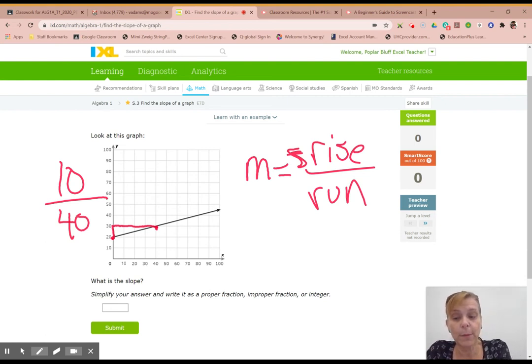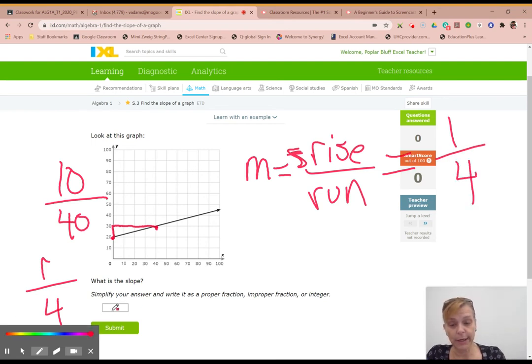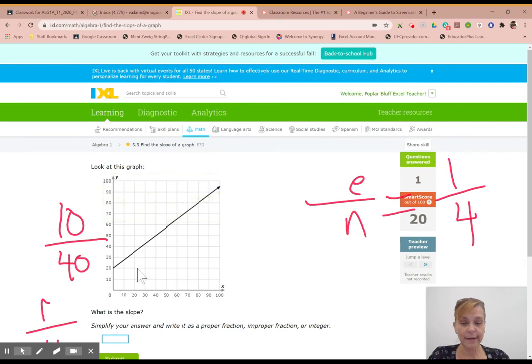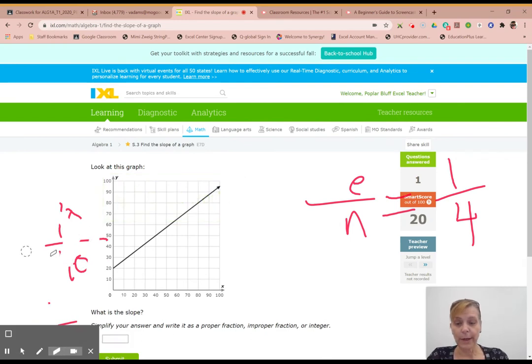So 10 over 40, but we can reduce that to 1/4. So the slope of this one is 1/4. And that's what you would put in for your answer here on IXL, 1/4. Notice in the directions it says we have to write it as a fraction, whether it's a regular fraction, an improper fraction, or an integer, which means you cannot put it in as a decimal. You click submit and it says, good job, we have solved the problem.